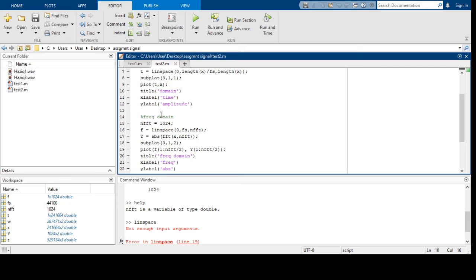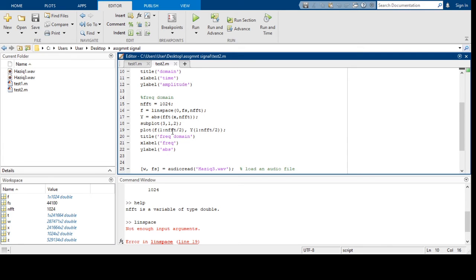This is our frequency domain. First, we use an FFT, a fast Fourier transform. The number is 102. Then we use f equal to linspace with fs and nfft. Then the formula is y equal to abs(fft(x, nfft)). Then we subplot that. This is the plot formula.